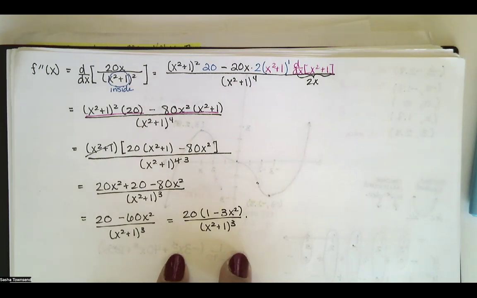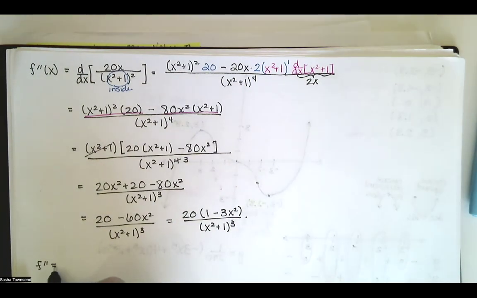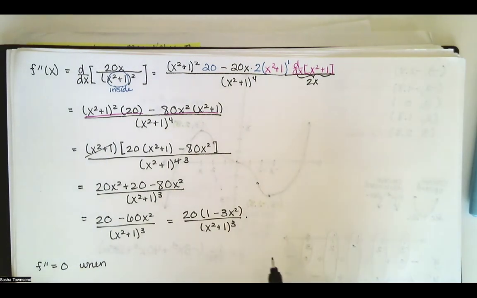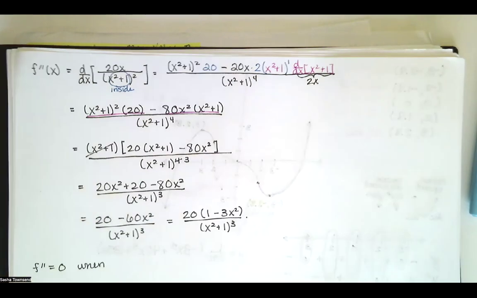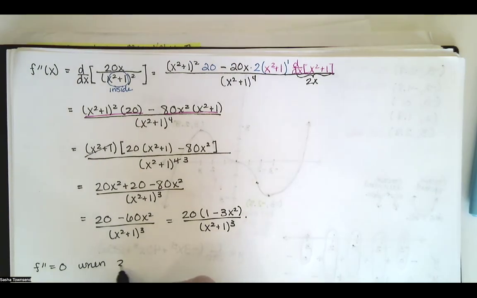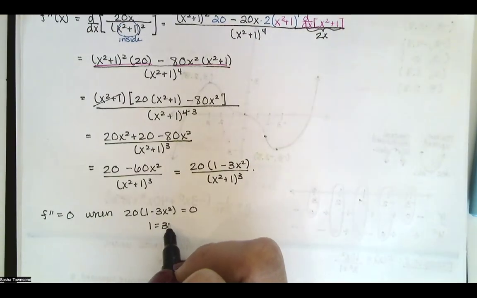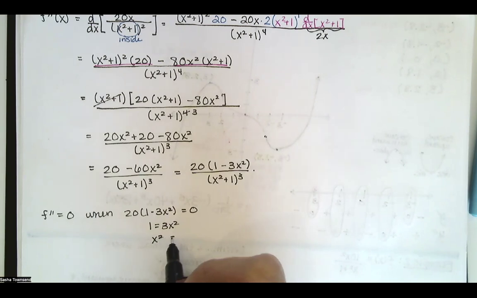Okay, so the question is, when does the second derivative change signs? What are the critical values, or not critical values, but something similar to the critical values for our second derivative? Well, to find that, we just set f double prime equal to 0. That fraction will equal 0 when the numerator is 0 and the denominator is non-zero. The numerator and denominator don't have any factors in common, so we can just set the numerator equal to 0. And then when we divide both sides by 20 and add 3x squared to both sides, we get this. And so we'll have x squared equals 1/3.